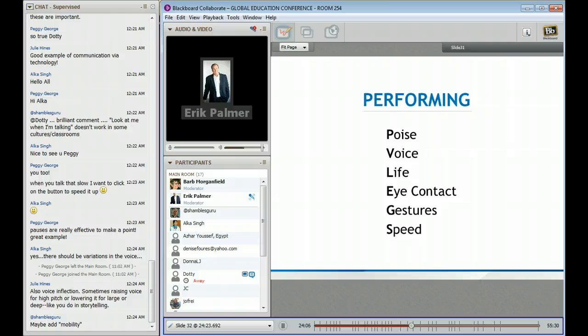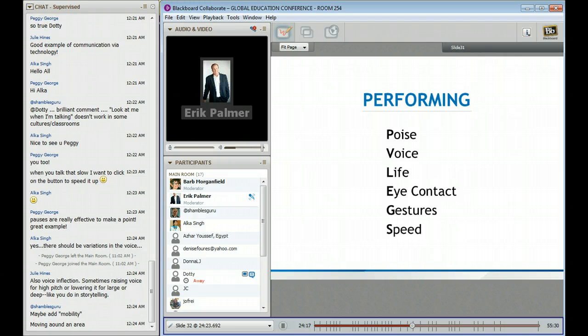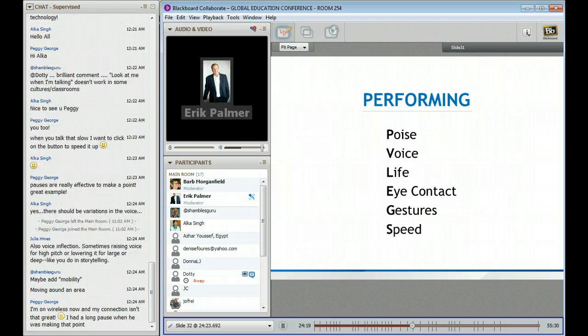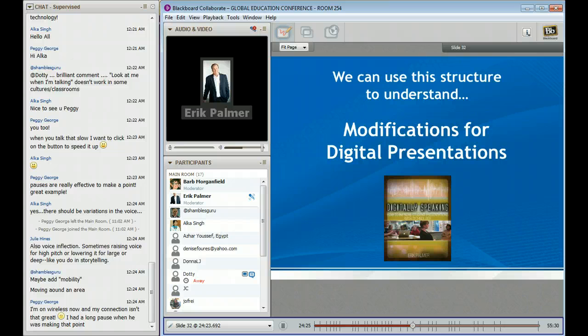So, I set down the basic framework for what it takes to be a great speaker. We spend a lot of time with little mini lessons so we can develop these skills. Now we're ready to think about promoting our project. And I'm going to create some digital presentation. There are a couple of tricks. There are some things we need to do to modify for the digital presentation. And this comes from Digitally Speaking, the book that I told you about that's on the cloud.